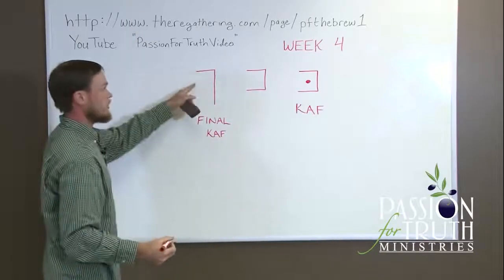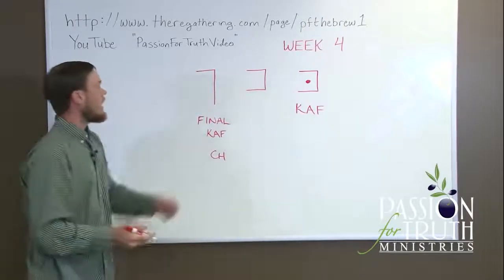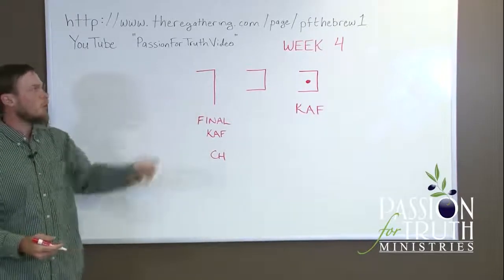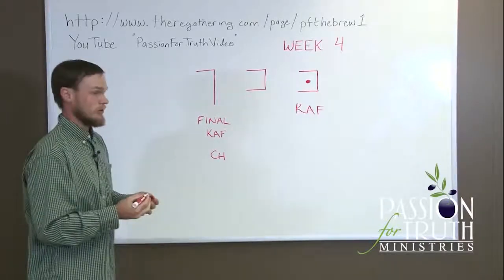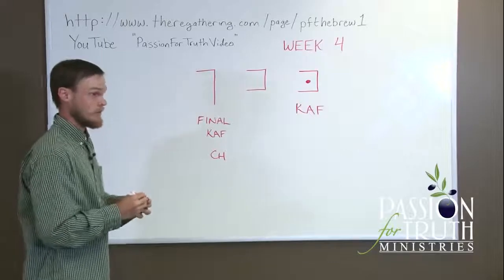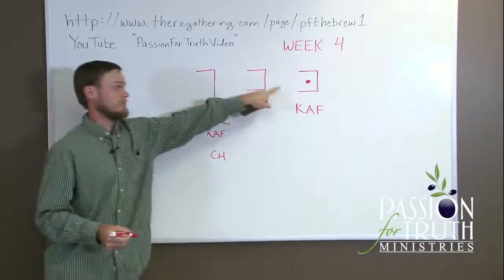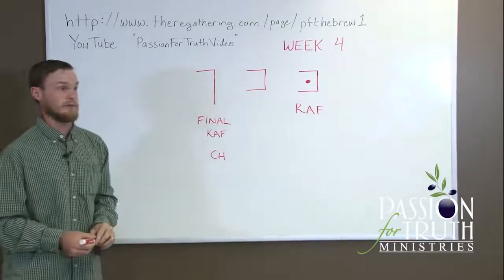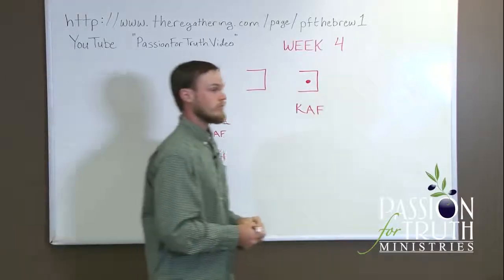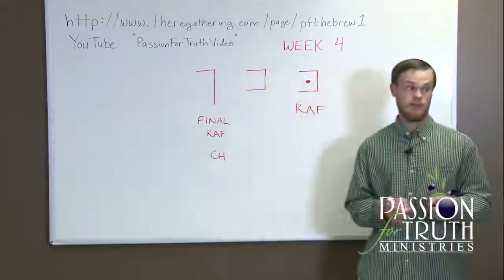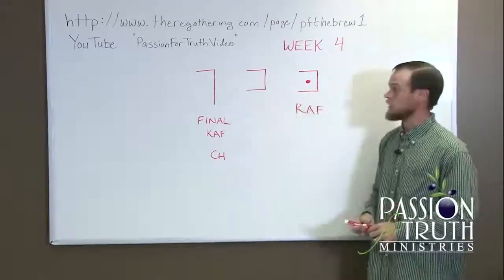This form is always pronounced ch, and this form always appears at the end of a word. So in any word that ends in a kaf, the kaf will be written like this. It's exactly the same as a regular kaf. It just looks different when it's written at the end of a word. So it's a Chaf, not a K. It's always a ch, because it will never have a dagesh.